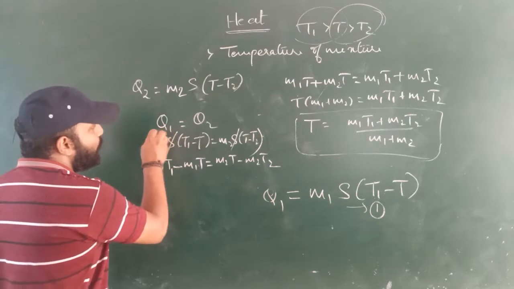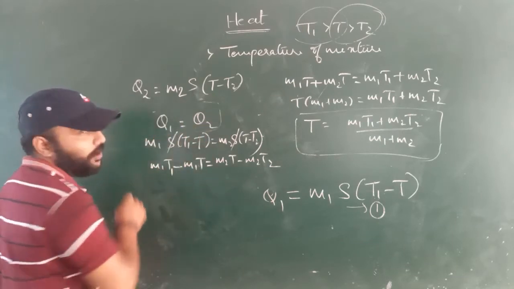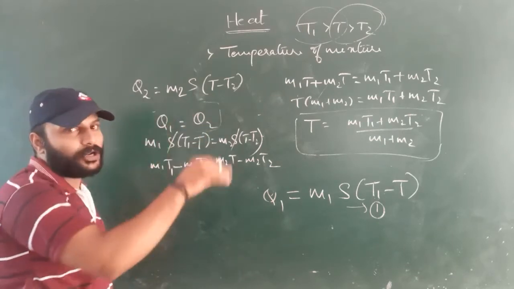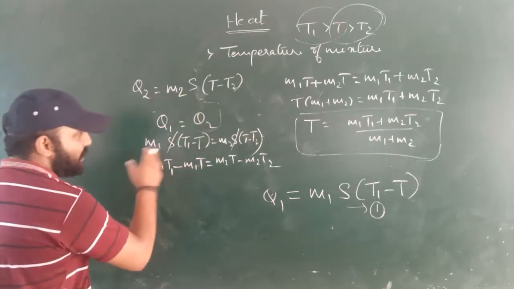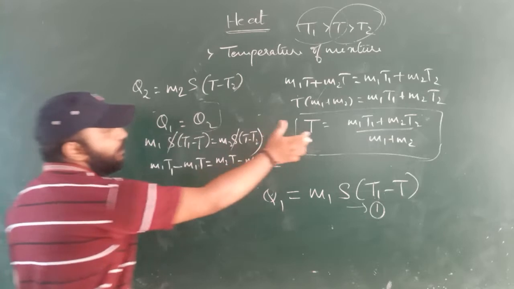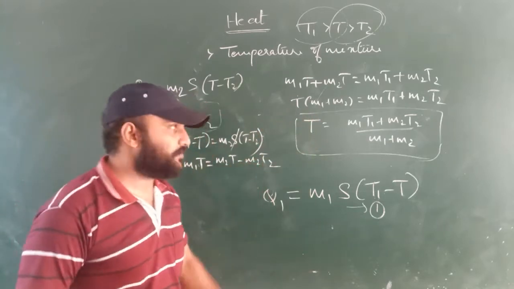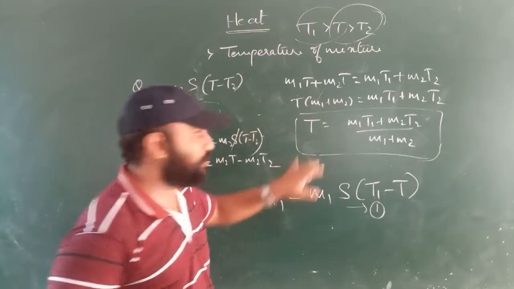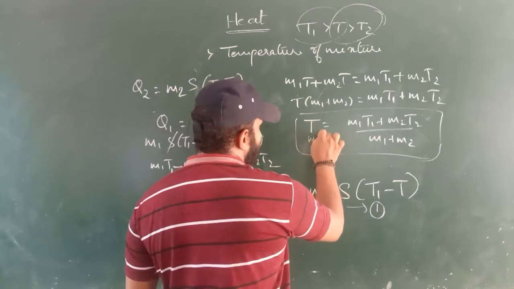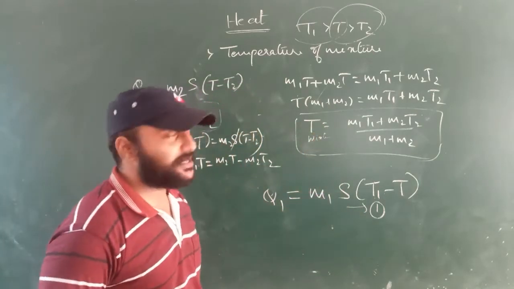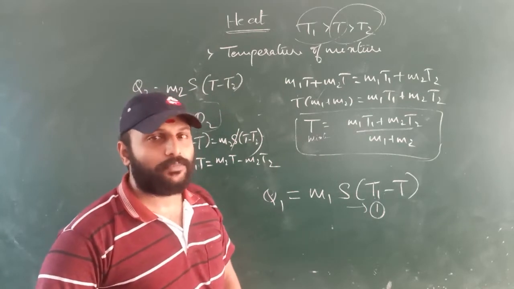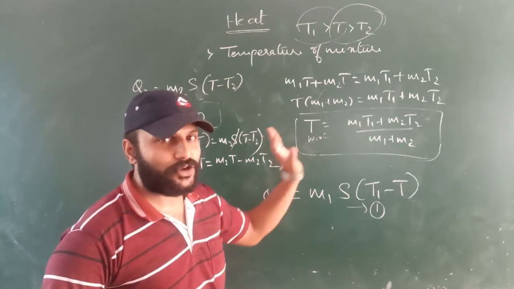This relationship you already know: heat lost by the hotter object is equal to heat gained by the colder object. When you substitute those values, after simplification we get the temperature of mixture. This T is nothing but the temperature of mixture. T is equal to (M1T1 plus M2T2) by (M1 plus M2). Understood? Temperature of mixture.